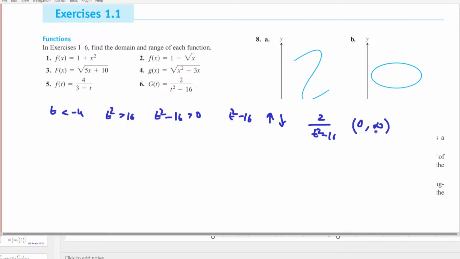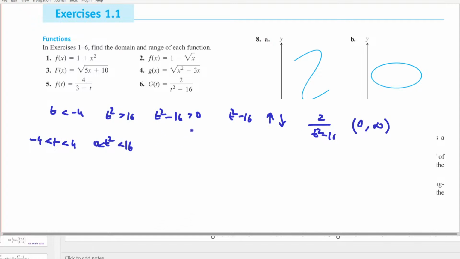On the positive side, because this is positive. This can be very big or very small. So this is 0 to infinity. Now, when t is lying between -4 and 4, t square is between 0 and 16, right?